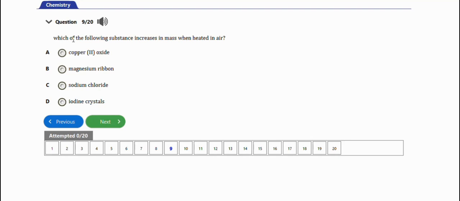Next question with this one. It says which of the following substances increases in mass when heated in air? So it's magnesium ribbon, option B. That's for this question. Take note of it as well. Next question says which of the following pairs of elements has the greatest difference in electronegativity? We have sodium and chlorine, sodium and fluorine, sodium and bromine, sodium and iodine. So the right answer is option B, since fluorine is the most electronegative element, it will have the greatest difference in electronegativity with sodium. So the right answer is option B.